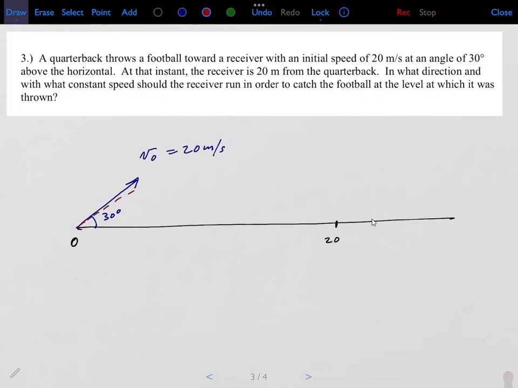And this football, I don't know exactly, it could go closer, it could go further, but it's going to do something like this. It's going to rise to a peak. Let's say it goes further, and then let's say it lands here at some position. So this receiver would have to run in this direction in a certain amount of time to catch the ball there. Okay.